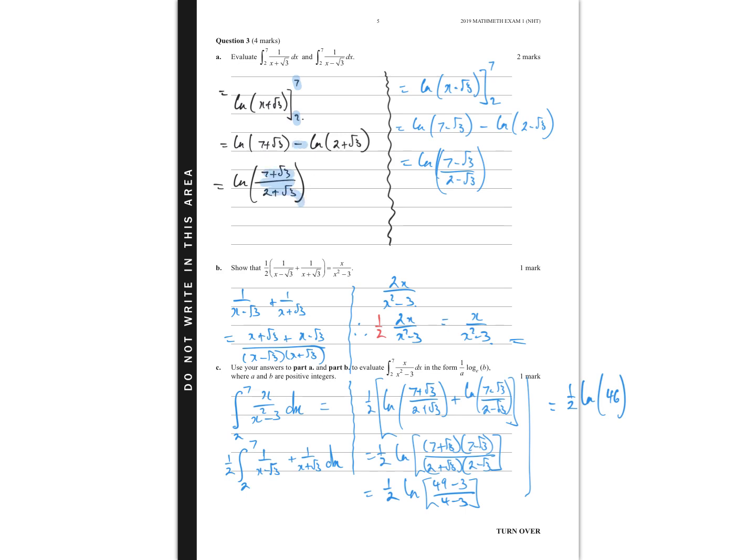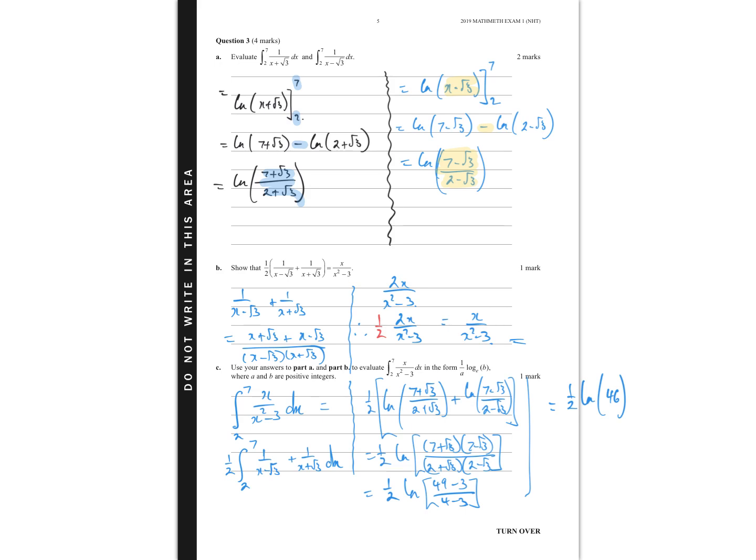So I was happy enough just to leave it in that form there. There was no instruction about rationalizing the denominator or anything like that, so I just left it there. Same for the second one. Natural log of x minus √3 is my antiderivative. Between 7 and 2 again, so I get natural log of 7 minus √3, subtract natural log of 2 minus √3, so we do a division. So again, I was happy enough to leave it in that form.